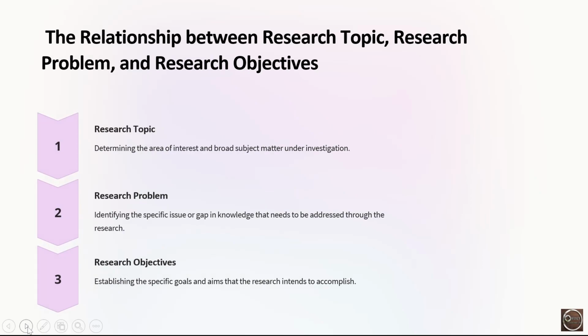Next, we're going to discuss the relationship between the research topic, the research problem, and the research objectives. All these three have a relationship. All these three play a key role in the research process. So the research topic, what does it do? It determines the area of interest and broad subject matter under investigation. That is the research topic. Number two, the research problem. What does it do? The research problem identifies the specific issue or gap in knowledge that needs to be addressed through the research. And then the research objective provides the specific goals and the specific aims that the research intends to accomplish. What are these goals? Those are communicated through the research objectives.